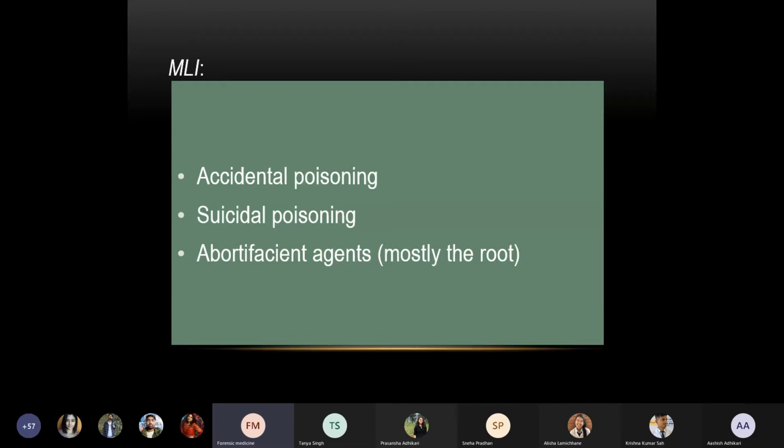Medical legal importance. The first one is that it can cause accidental poisoning, because it can be mistaken as an edible seed. The second one is suicidal use, because it is easily available. And the third one, mostly the root of the oleander can be used to induce criminal abortion. Okay, so these are the medicolegal importance of yellow oleander.